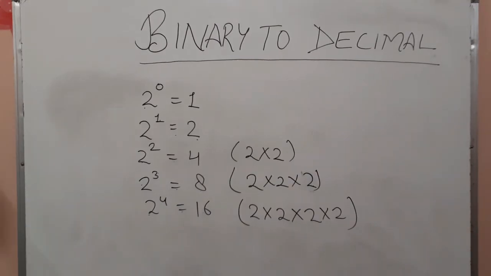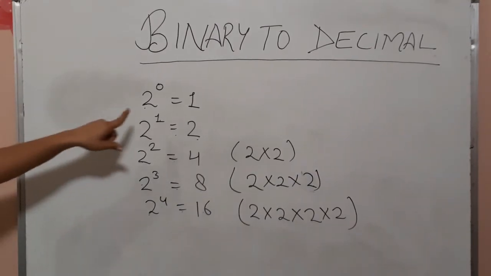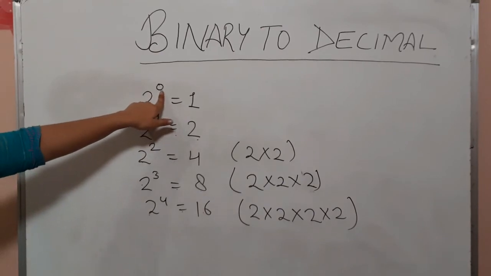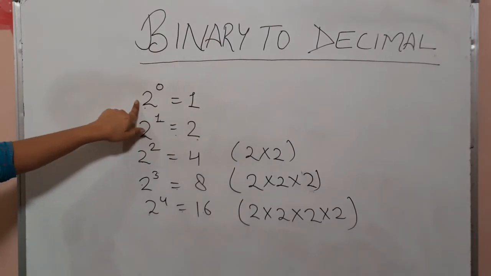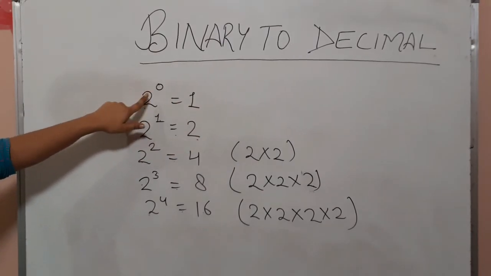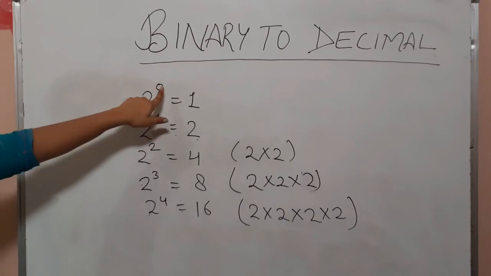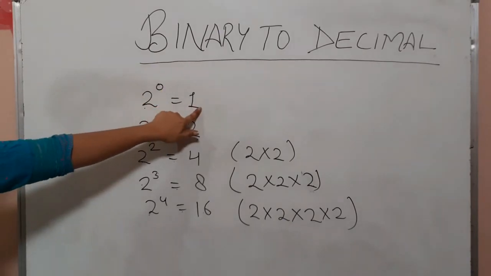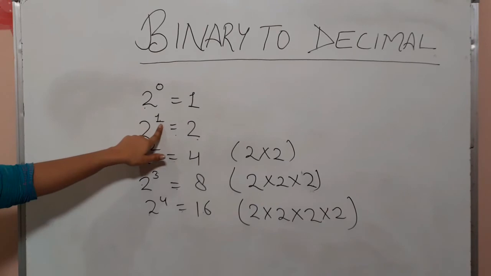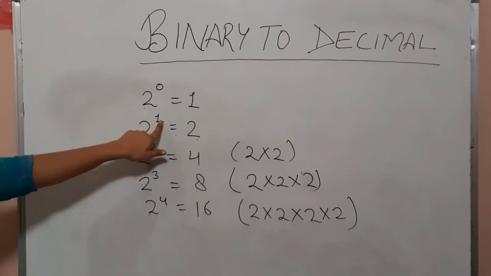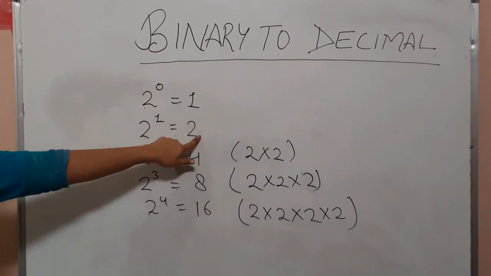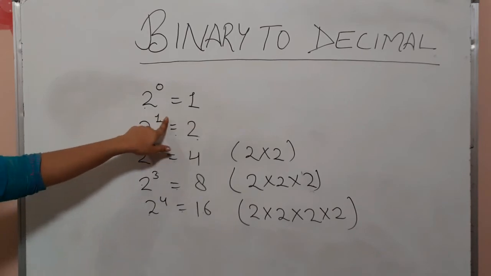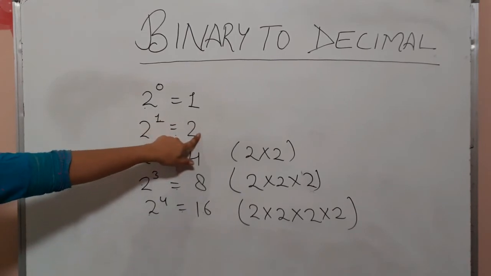Now let's revise these rules again. When power is 0, then value will be 1. Number can be anything here, 2, 3, 4, 100, any number can be here. But if its power is 0, then value will always be 1. If its power is 1, if there is a number here and its power is 1, then what will be the value? Whatever number is here, the same will be the value. Like if here it is 100 and its power is 1, then answer will be 100.